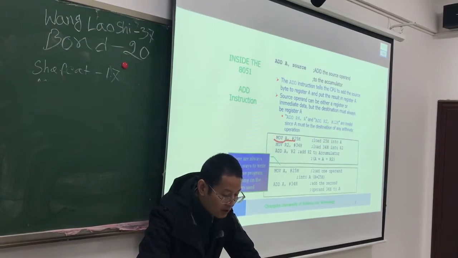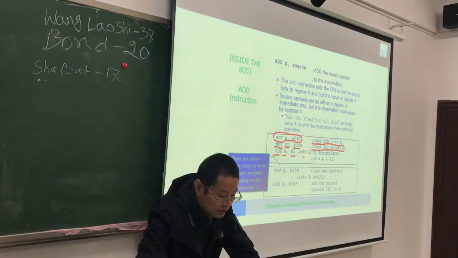Move A, pound 25H: load 25H into A. Move R2, pound 34H: load 34H into R2. Add A, R2: add R2 to the accumulator, which means A equals A plus R2.